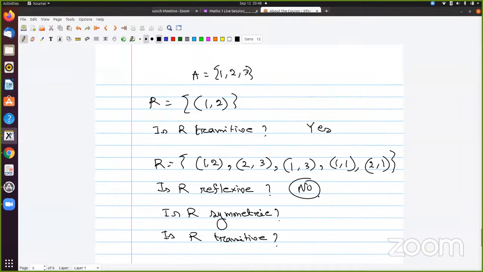No, the answer is no, right? Because (2,2) and (3,3) are not there. Okay, is R symmetric? No, sir.